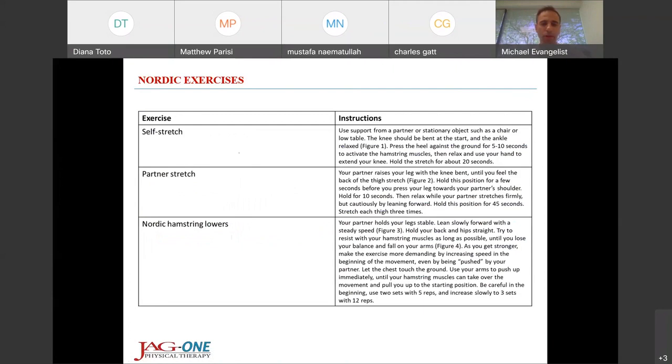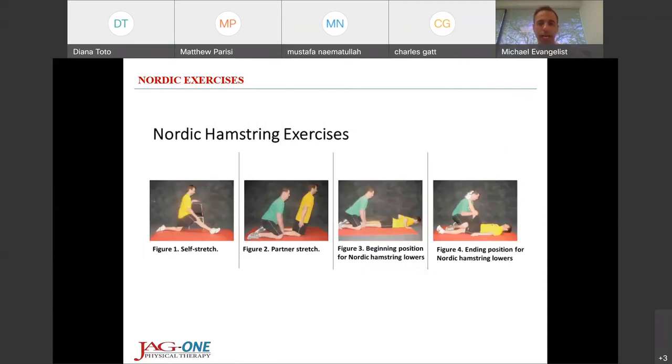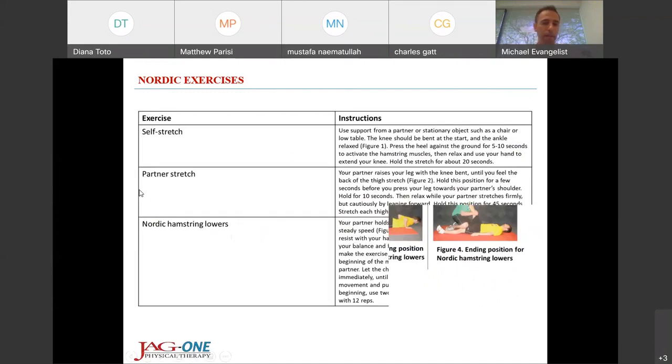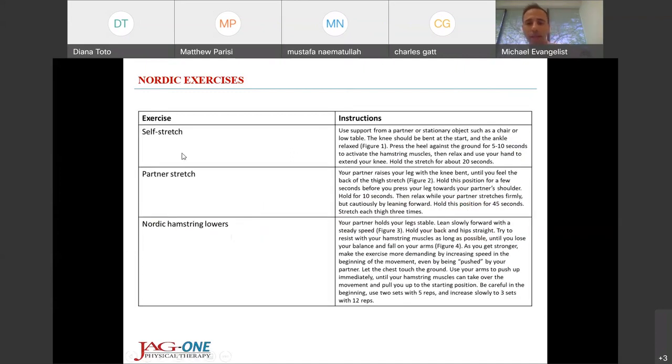Okay, next is the partner stretch. The partner stretch here is actually going to be figure 4, not figure 2. Please look at figure 4 for that. All right, your partner raises your leg with the knee bent until you feel the back of the thigh stretch. Hold this position for a few seconds before you press your leg towards your partner's shoulder. Again, a contract, relax technique with the partner. You're going to hold for 10 seconds, then relax while your partner stretches firmly but cautiously by leaning forward. You're going to hold this position for 45 seconds, and you're going to stretch each thigh 3 times.